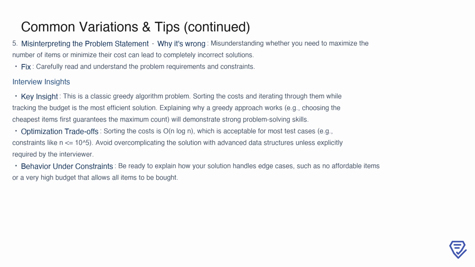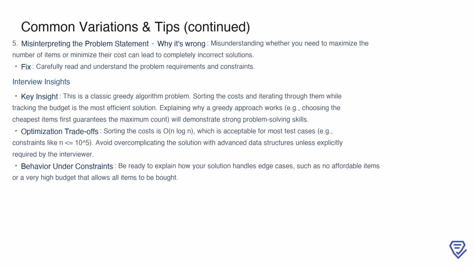Now, from an interview perspective, this problem is a classic example of a greedy algorithm. Sorting the costs and iterating through them while tracking your budget is not only efficient but also demonstrates a clear understanding of how greedy algorithms work. Being able to explain why this approach guarantees the maximum number of items, for instance, by always choosing the cheapest items first, shows strong problem-solving skills.